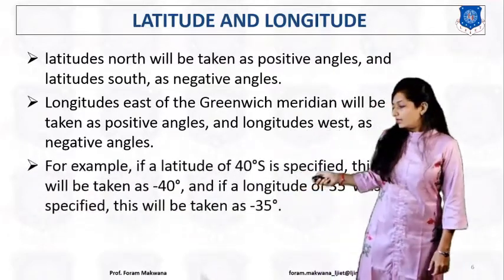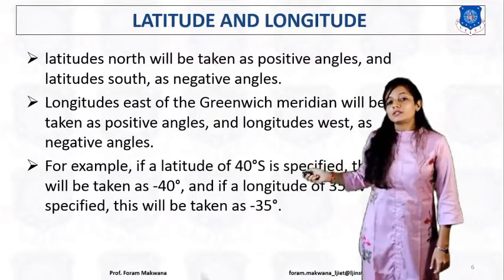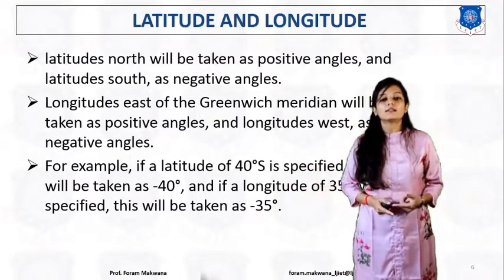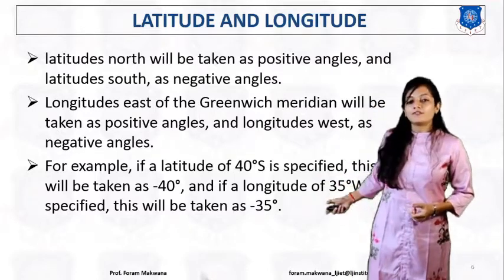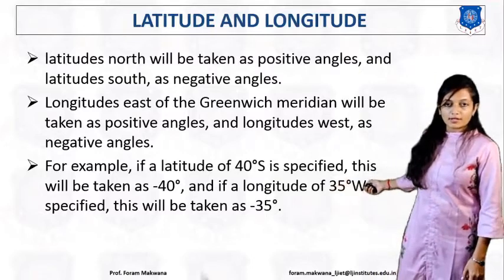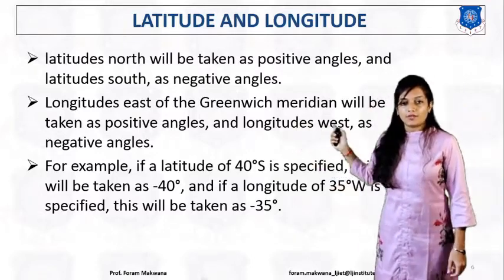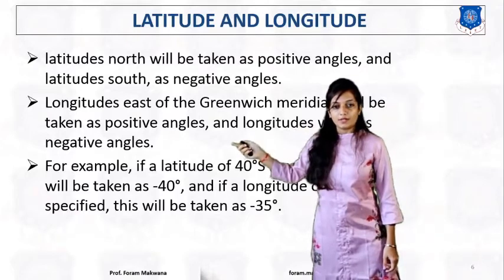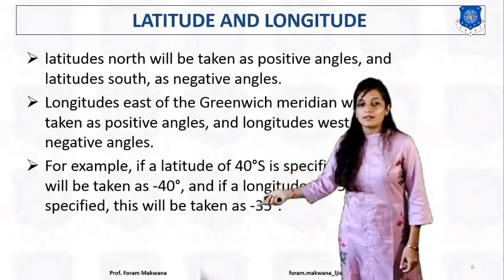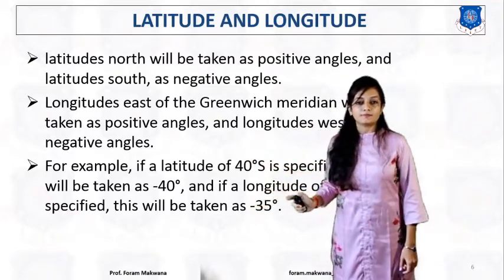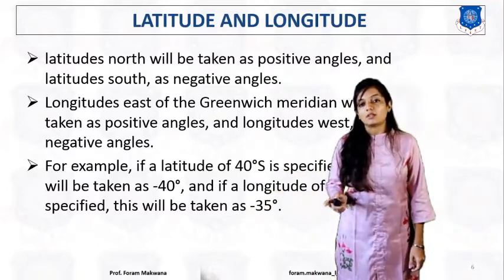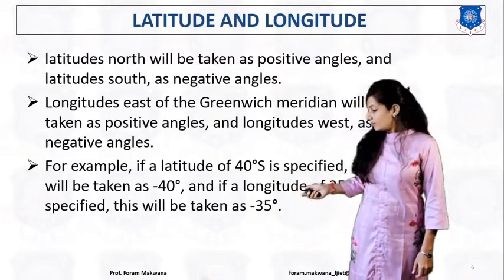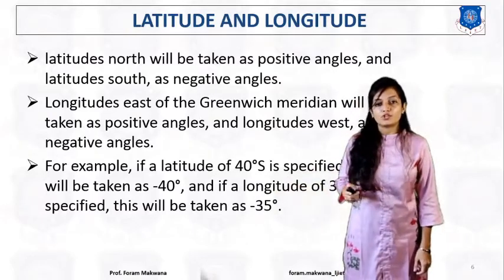So for example, if latitude is 40 degrees south, then we need to take it as a negative value. And if the longitude is given as 35 degrees west, as it is west, we need to take it as a negative value. For west, it is negative. Right? So we are going to place the minus sign before the number. If we do not denote the plus and minus sign, we get the wrong answer. Alright? So this must be considered before calculation of antenna look angle.